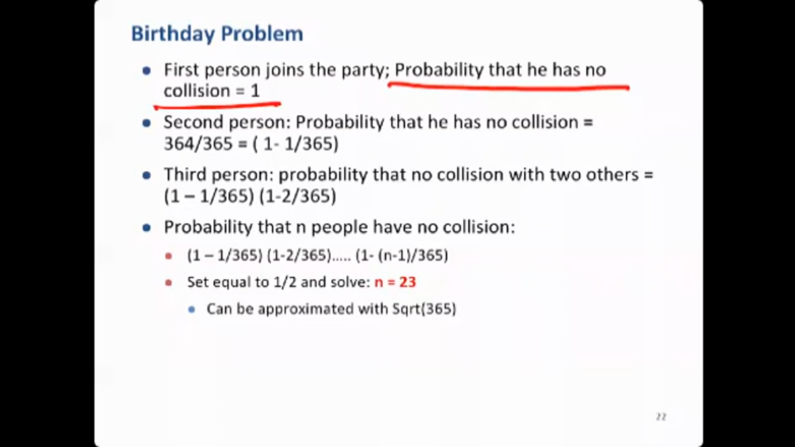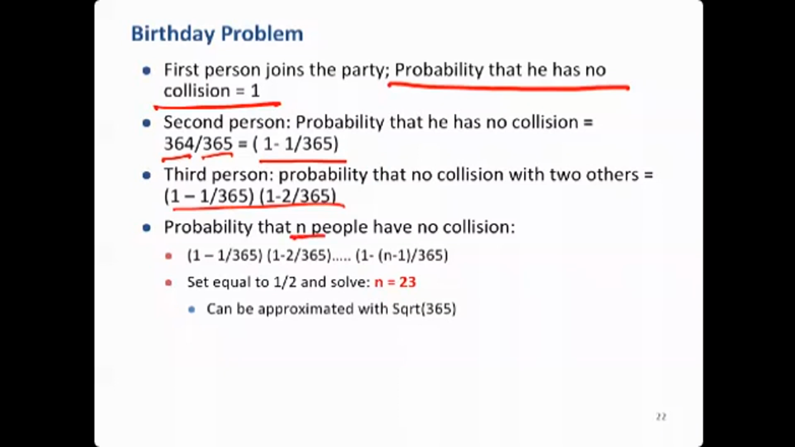The second person joins, the probability that he has no collision with the first one is 364 by 365, which is equal to 1 minus 1 by 365. When the third person joins, it means that person doesn't have a collision with anybody else. The probability is this one, right? And you find it for n number of people, so this is the probability. Okay, and equate this to half.